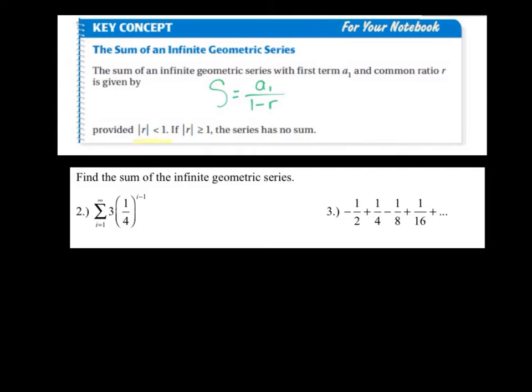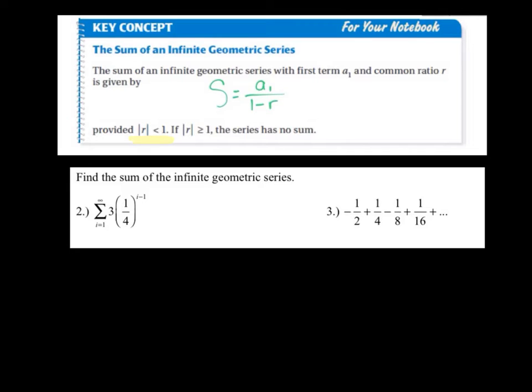So, your ratio has to be smaller than 1. It can't be increasing. If your ratio is greater than 1, then the series has no sum. Because what's going to happen is if your ratio is being multiplied by 1.5, it's increasing. It keeps increasing. If something keeps increasing, it never has a stopping point. It's just going to literally increase forever. So you won't be able to find a distinct sum for it because there's no end point for you to find the sum of where it ends.